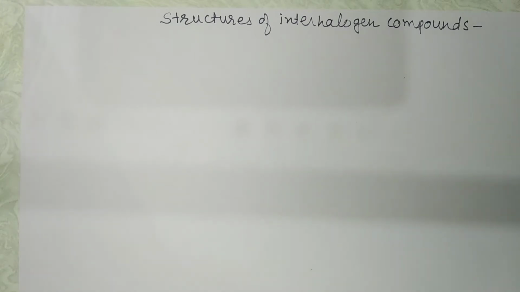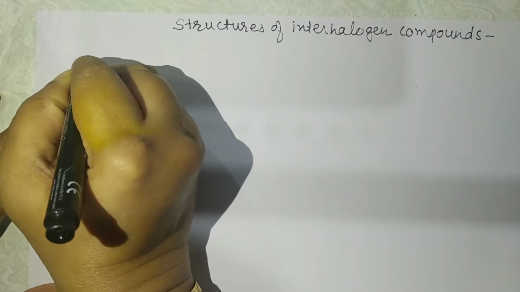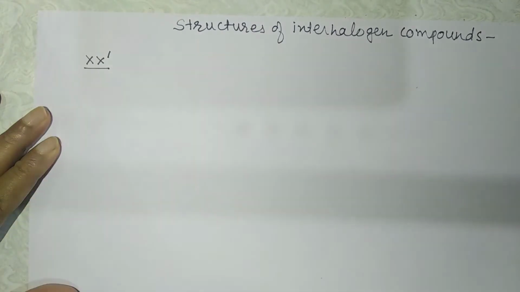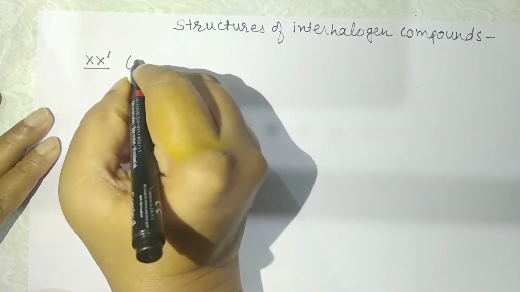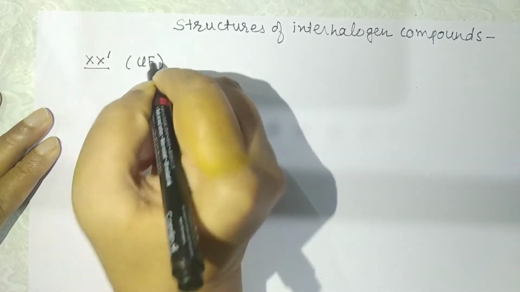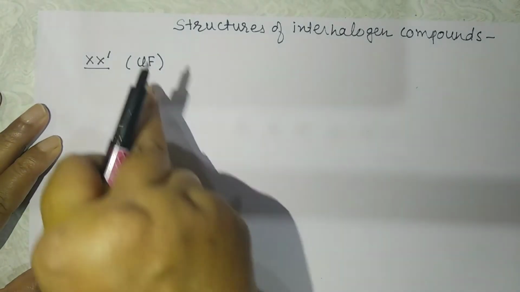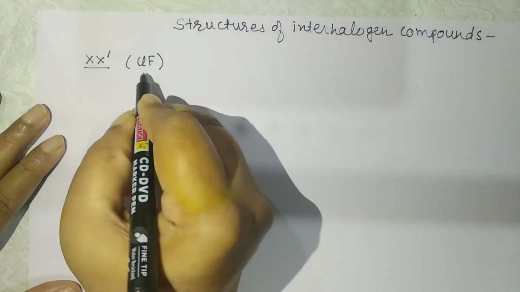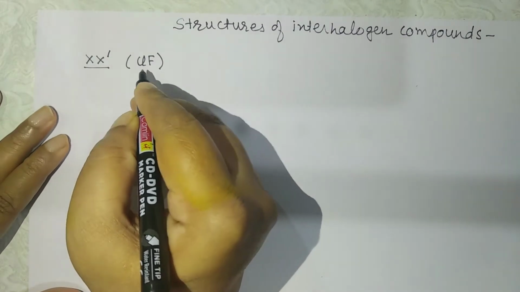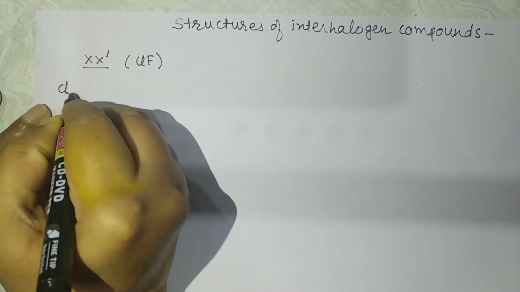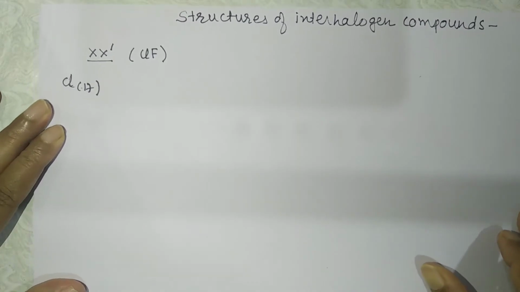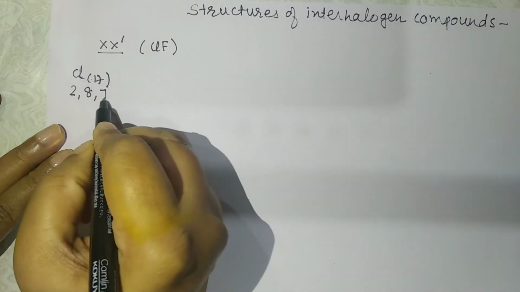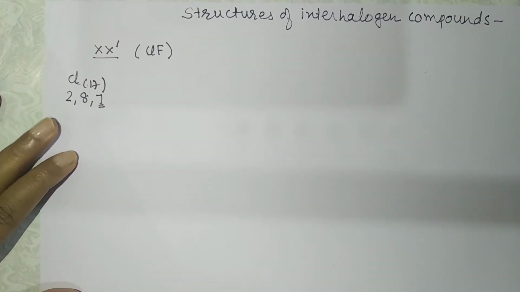So let us start with the first type, that is XX'. So this is the first one, that is XX'. Example here can be ClF. I'm taking one example. You can have BrF, you can have IF, this type of compounds. Now here the central atom is chlorine. So chlorine atomic number is 17. No need to write the complete electronic configuration. So I will write this as 2, 8 and 7. So the valence electrons are in the third principal quantum number.